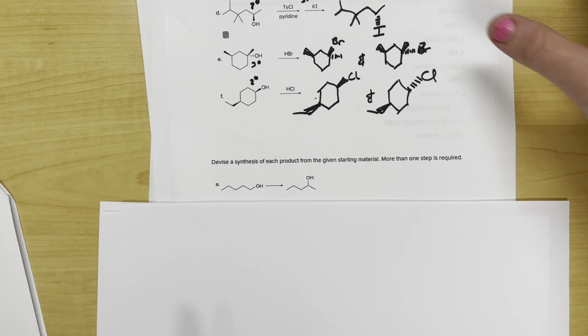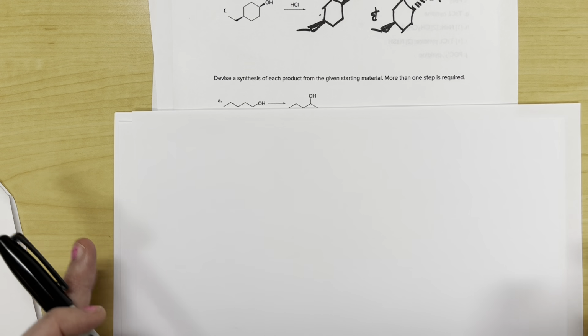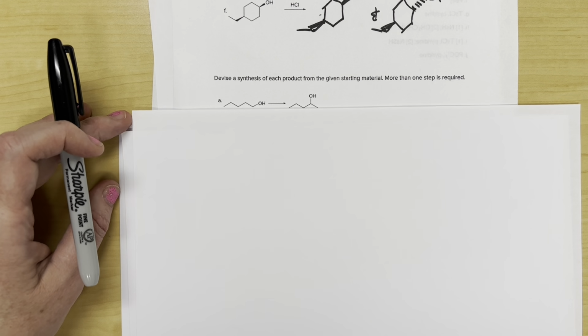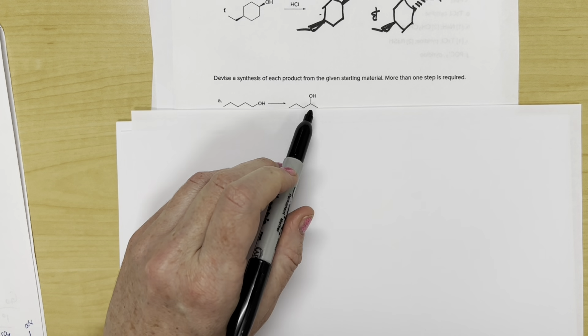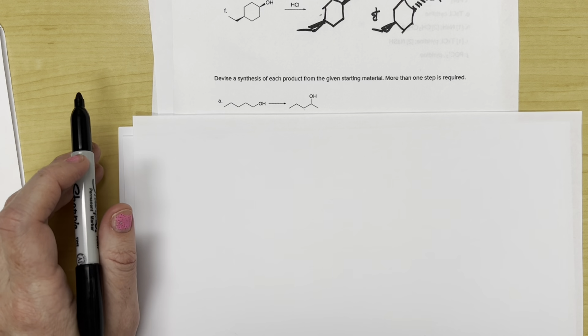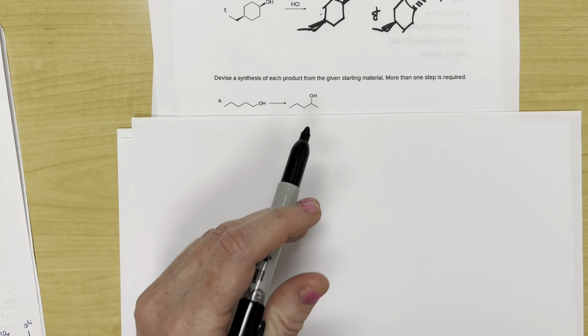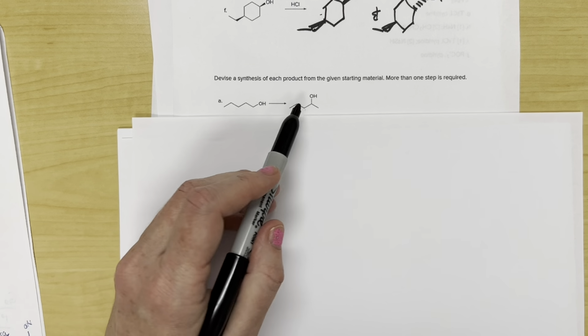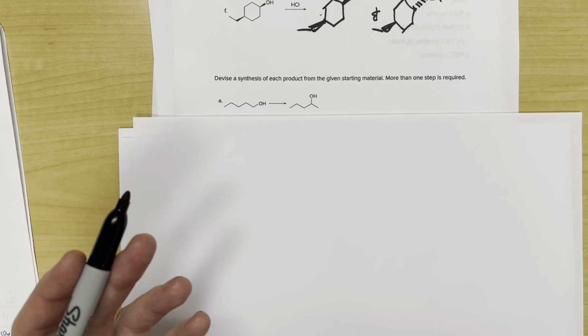It says devise a synthesis of each product from the given starting material. More than one step is required. So on this first one, I see I've got a primary alcohol going to a secondary alcohol. My first thought is I know how to make a secondary alcohol if I have an alkene. I don't know how to just straight up shift an alcohol over. You don't think you can do that?